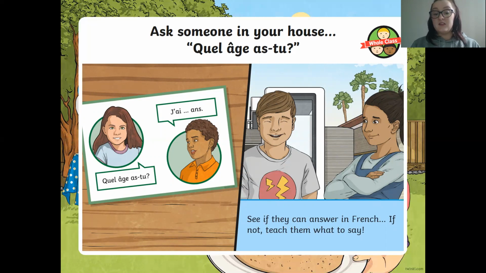And it says here, see if they can answer in French. If not, teach them what to say. So you can pause the video, off you go and ask somebody, and then come back to the video in a minute.